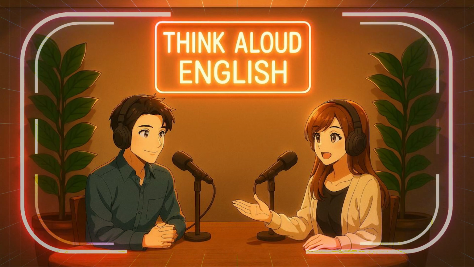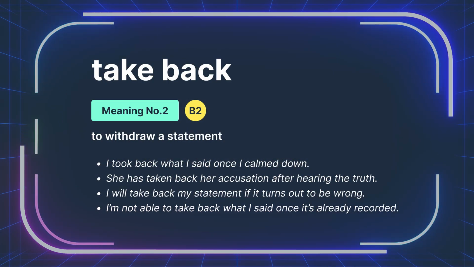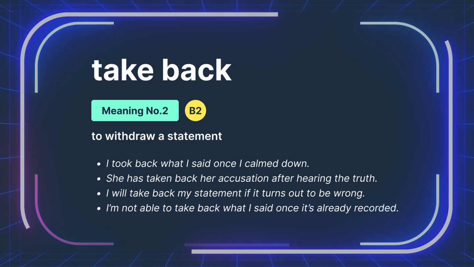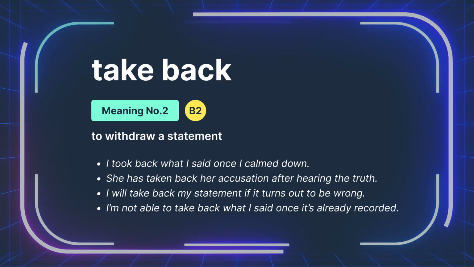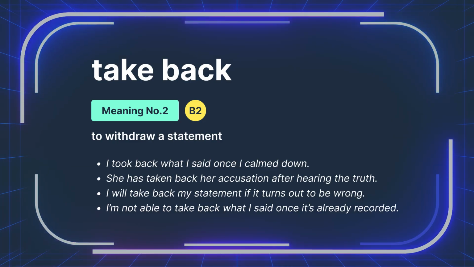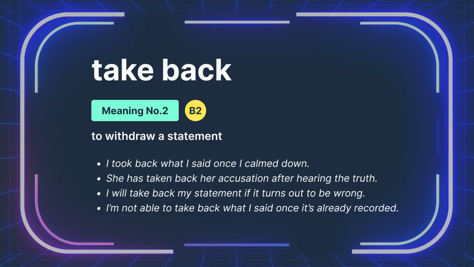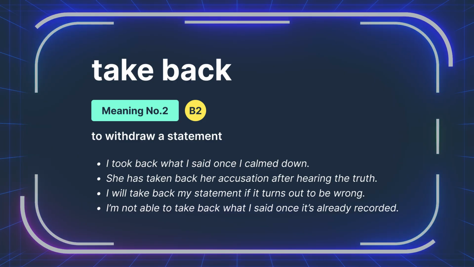Okay, so now we make a big jump. Forget physical objects entirely. Right. Definition 2 is about withdrawing something you said, a statement, maybe a promise, even an accusation. We're firmly in B2 territory now, dealing with social stuff, arguments, public statements. Wow. Okay. So going from taking back a faulty toaster to taking back an insult or a claim, that's a huge leap in significance. It really is. This is where the phrase suddenly picks up a lot of weight.